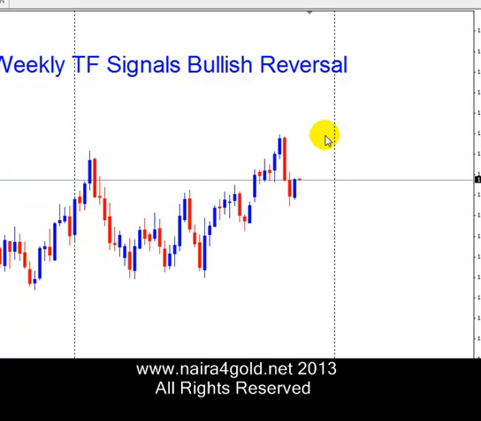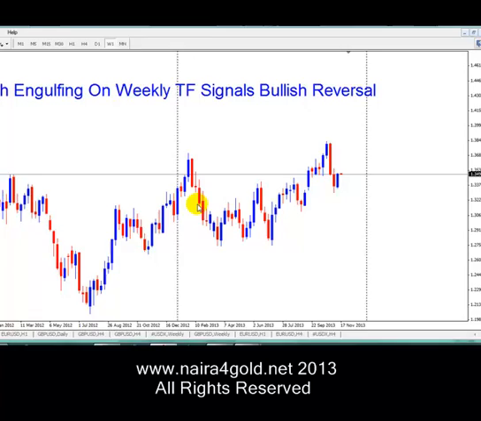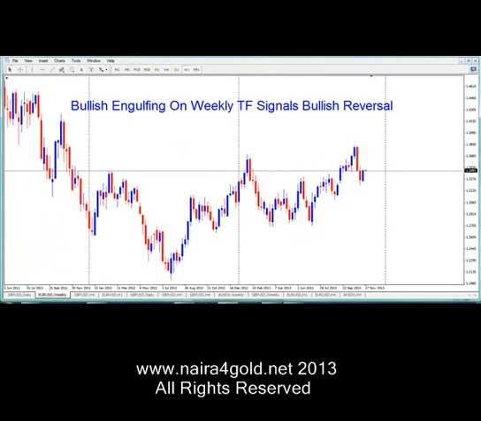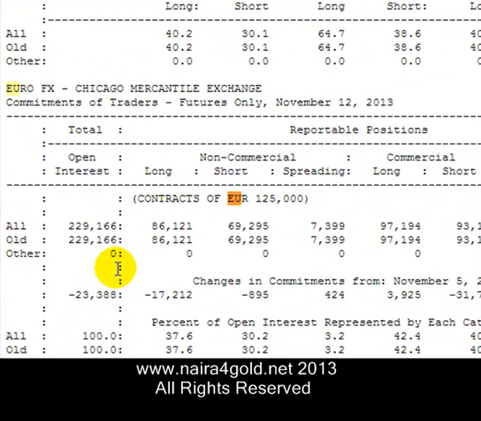But there is a very slight deviation from the COT report which we got. The COT report for the week of November 12th shows a very negative open interest of 23,388. On the non-commercial side of the report, the change in commitments from November 5 shows a less negative value for the short positions, against a more negative value of 17,212 for long positions.